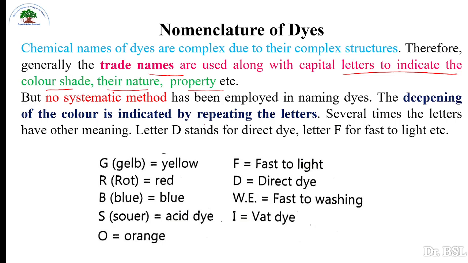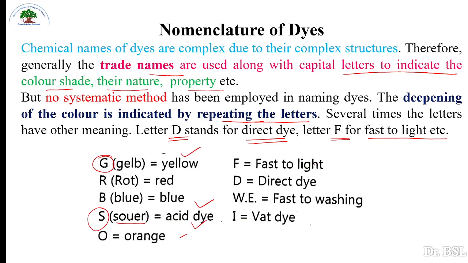The deepening of the color is indicated by repeating the letters several times. The letters have other meanings. Letter D stands for direct dye. F stands for fast to light, etc. G stands for yellow, R for red, B for blue, S for acid. Actually, S stands for sour. Sour means acidic, and S indicates acidic dye.